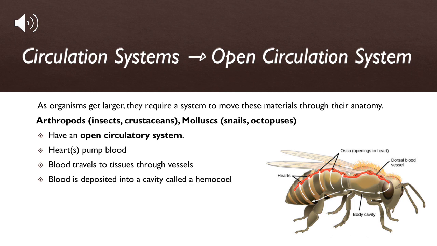This blood is then deposited into a cavity called a hemocoel. And what ends up happening, instead of traveling back to the heart through vessels, which is a closed circulation system, blood travels back to the heart gradually through diffusion. So an open circulation system uses less energy than a closed circulation system, but it is efficient for the animals that have adapted to this circulation system.